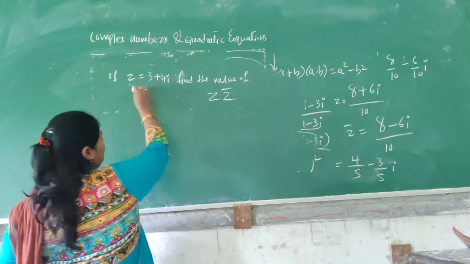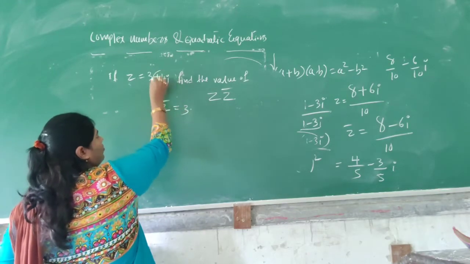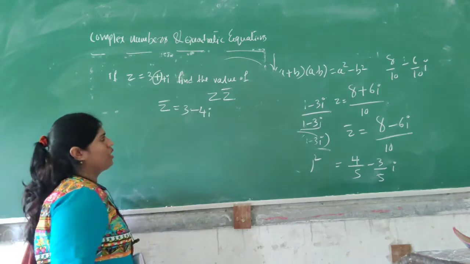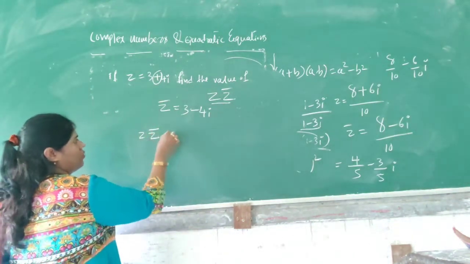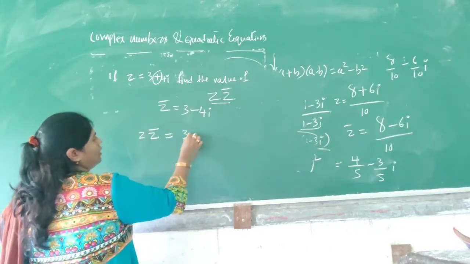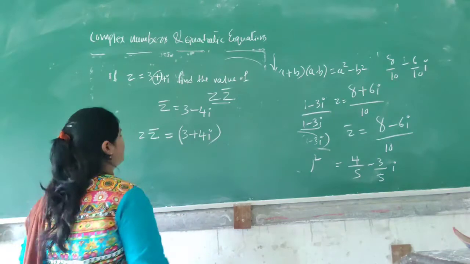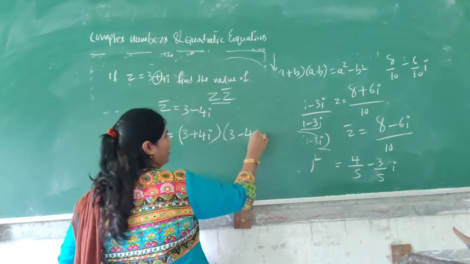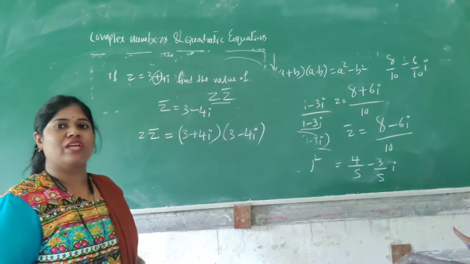So z is this one. Z bar: we have to replace the sign here, 3 minus 4i. So we have to simplify this one. Z is 3 plus 4i. What is z bar? Z bar is 3 minus 4i. Which formula does it belong to? (a plus b) into (a minus b).